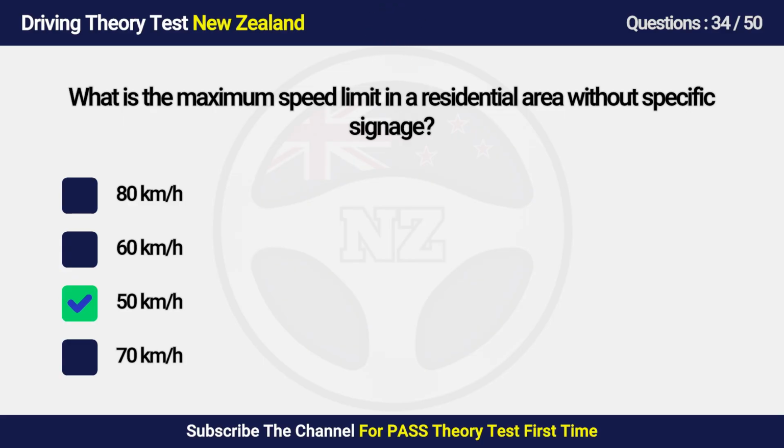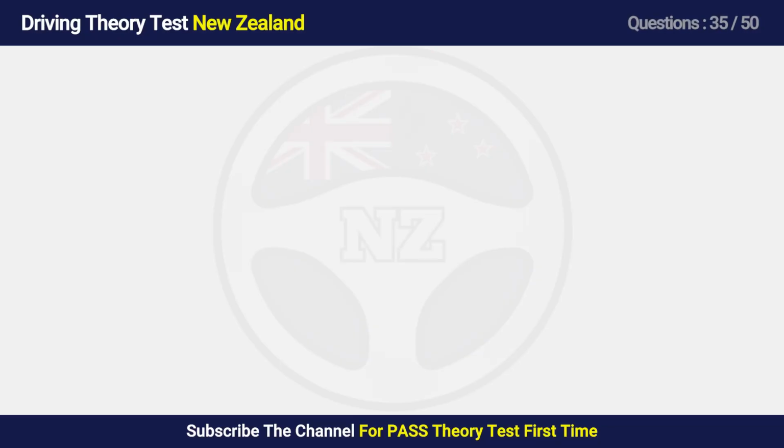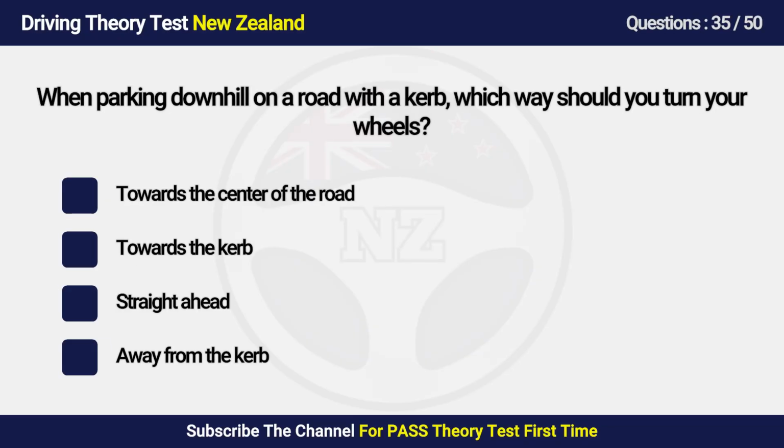Answer is C, 50. Unless otherwise indicated by signs, the default maximum speed limit in urban areas and residential areas in New Zealand is 50. Always be vigilant for lower limits in specific zones. Question 35. When parking downhill on a road with a curb, which way should you turn your wheels?